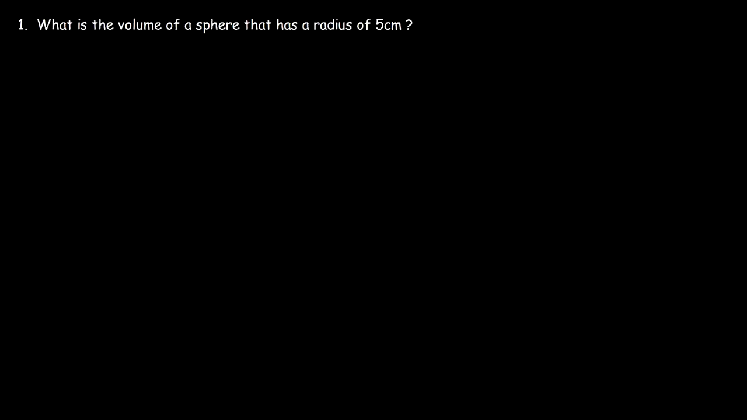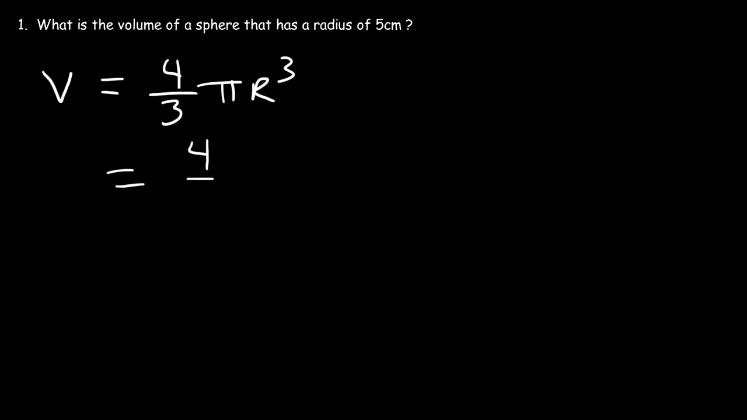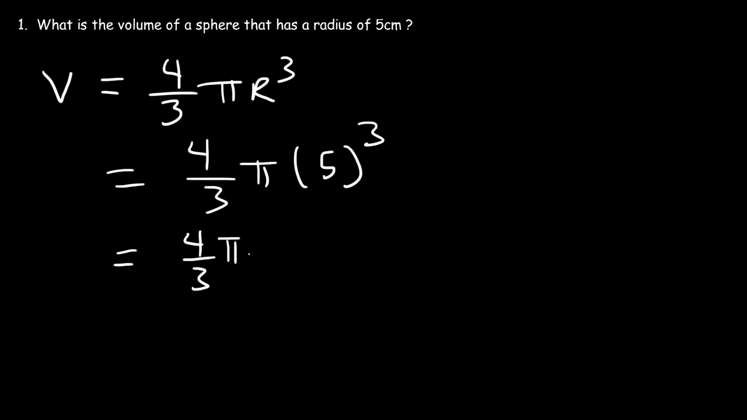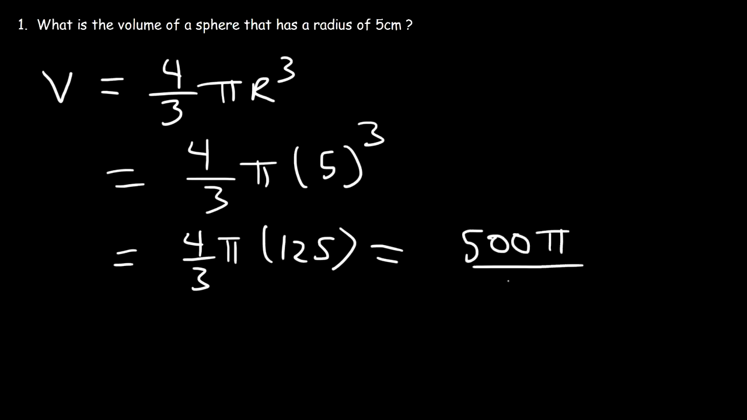Let's start with this problem. What is the volume of a sphere that has a radius of 5 centimeters? Let's start with the equation. V is equal to 4/3 pi r cubed. So that's the volume of a sphere. All we need to do in this problem is plug in the value of r. So r is 5. 5 to the third power, that's 5 times 5 times 5, that's 125. 125 times 4 is 500. So the answer is 500 pi divided by 3. And the units, cubic centimeters.